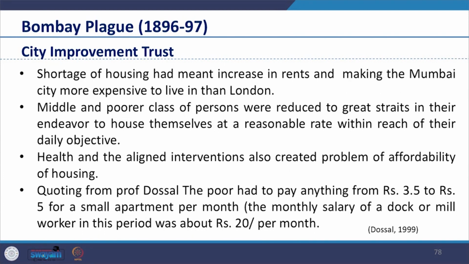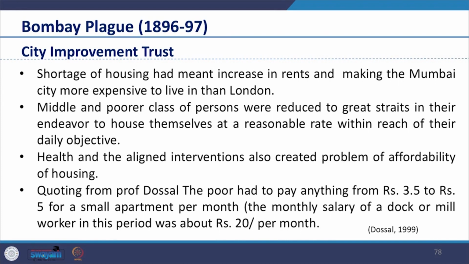Highlighted by Professor Dossal, we see that shortage of housing had meant increase in rents and made Mumbai city more expensive to live in than London. Middle and poorer classes of persons were reduced to great straits in their endeavor to house themselves at reasonable rates within reach of their daily earnings. So you see the middle class and the poor were being drifted away and away from the city.